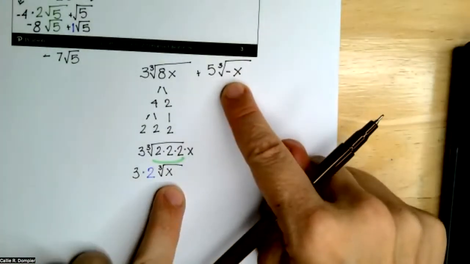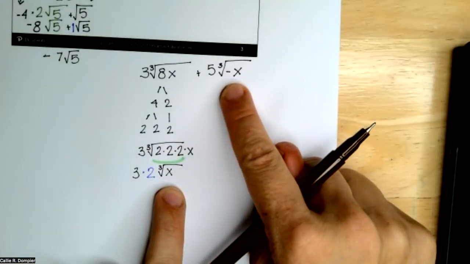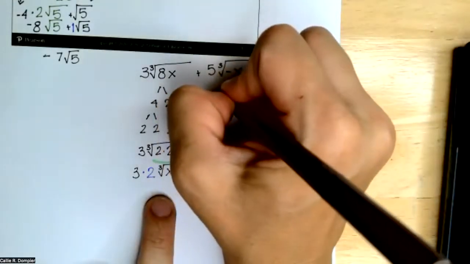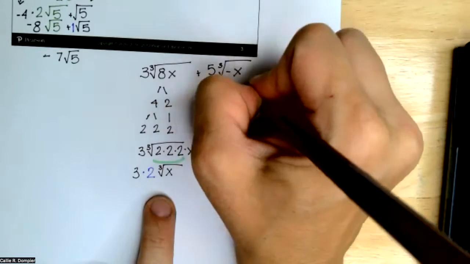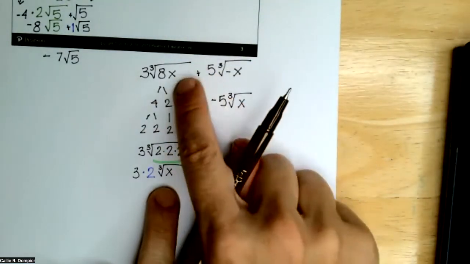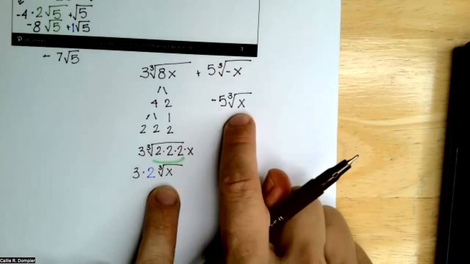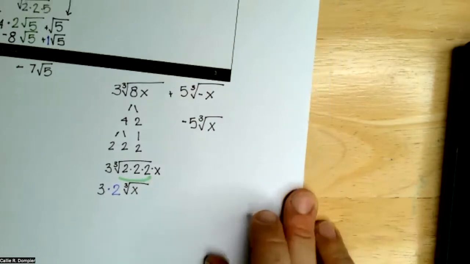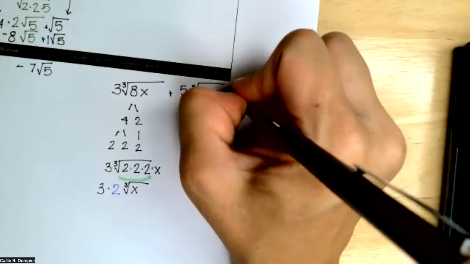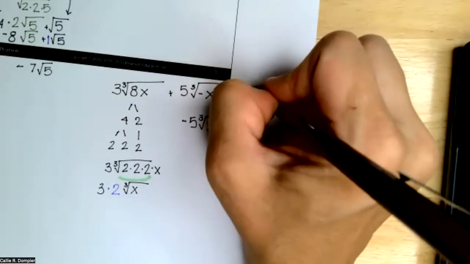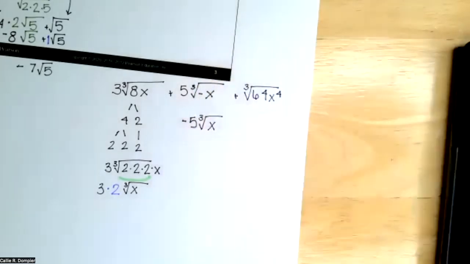Since I clearly want them to have the same radicand, I'm just going to take out the negative. So that becomes negative 5 cubed root x. Now I have the same radicand. So instead of adding 5 times negative x, I'm just going to say minus 5. And then we have 64 x to the 4.